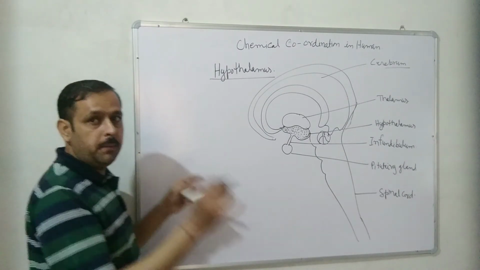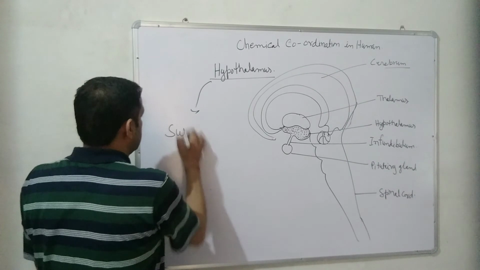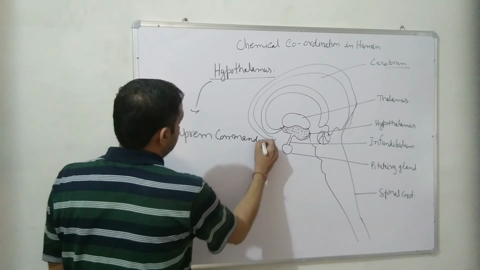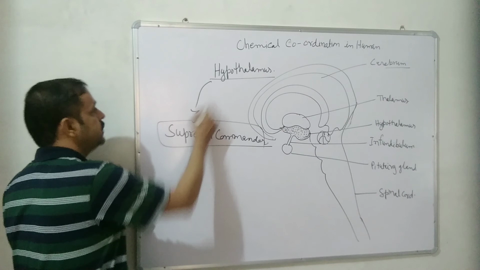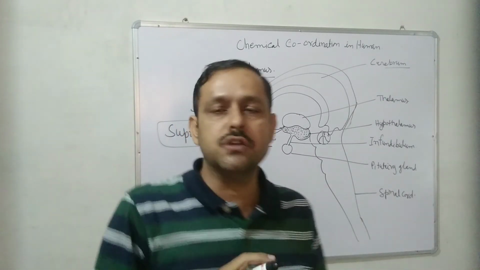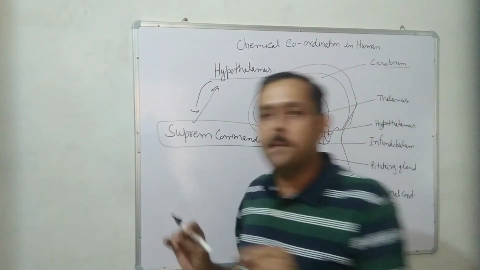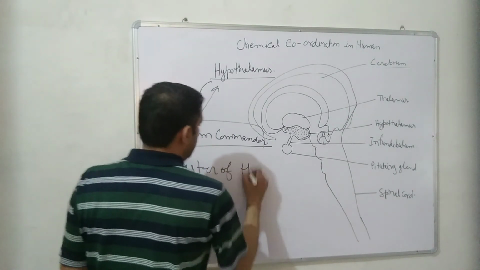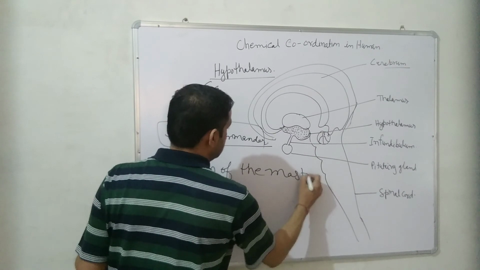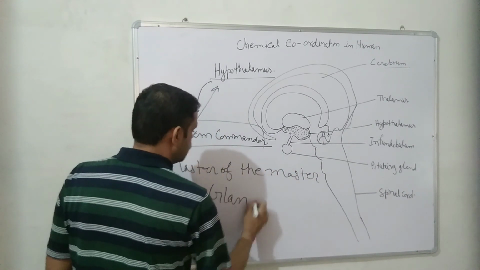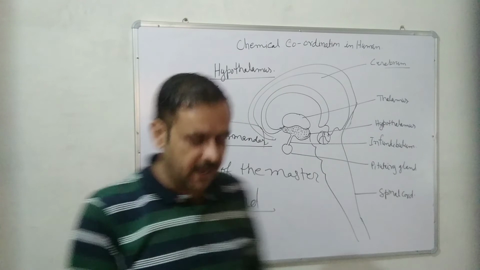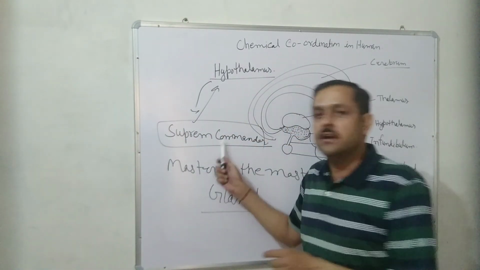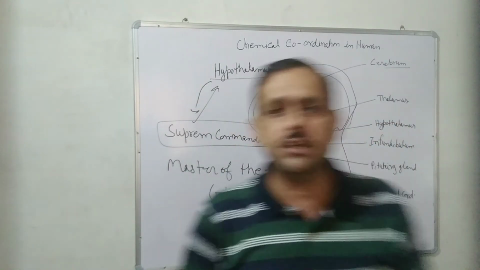One mark question, a one-mark question can be asked here: what is called the supreme commander of the endocrine system? It is called the hypothalamus, and it is also called the master of the master gland. Why is it also called the master of the master gland? Because you have to know that the pituitary gland can control all the endocrine glands and the hypothalamus controls the pituitary gland. So it is called master of the master.